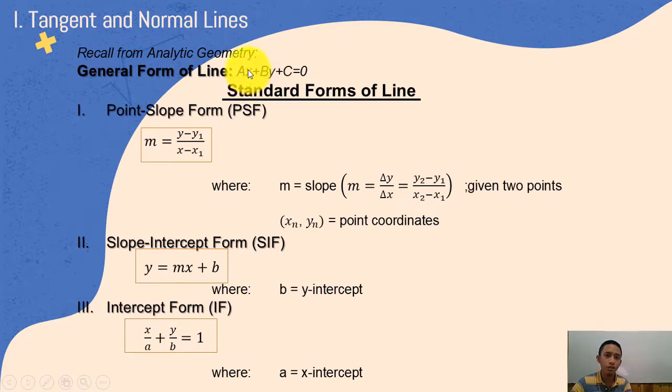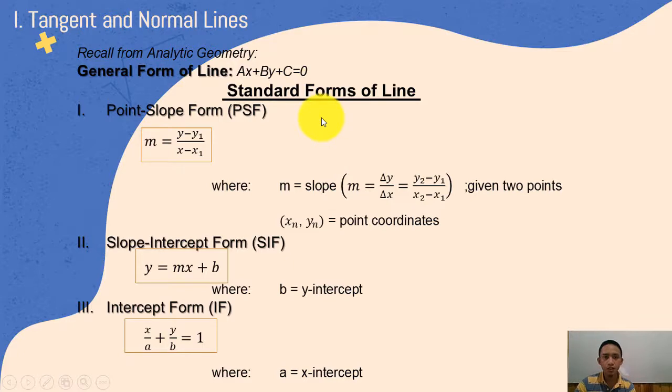This is a line because x and y are of the first degree. That means one value of x corresponds to one value of y. If we plot those, those are just single points, and if you connect them, that will be a straight line. That is the general form of your line: a number times x, plus a number times y, plus a number equals 0.